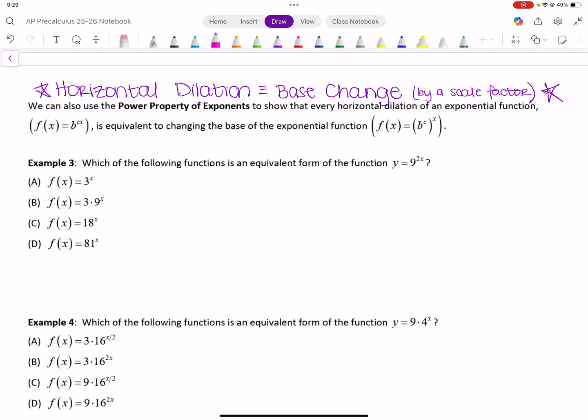So with this first example, we have y equals 9 to the 2x. Now remember, when we have exponents that are being multiplied, like 2 times x, that was originally an exponent raised to another exponent. So that would be equivalent to 9 squared to the x power. And then we can simplify our 9 squared to get answer choice D of 81 to the x power.